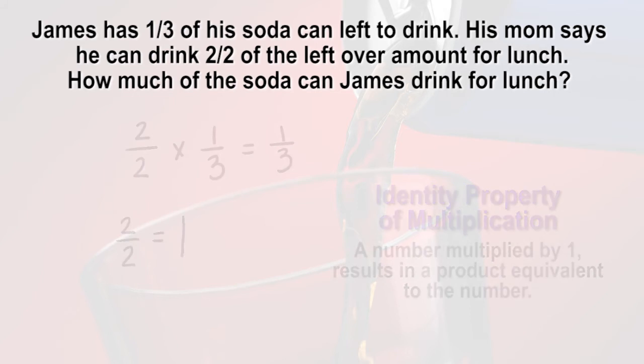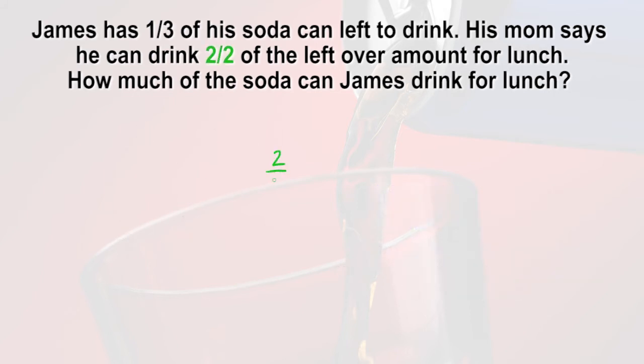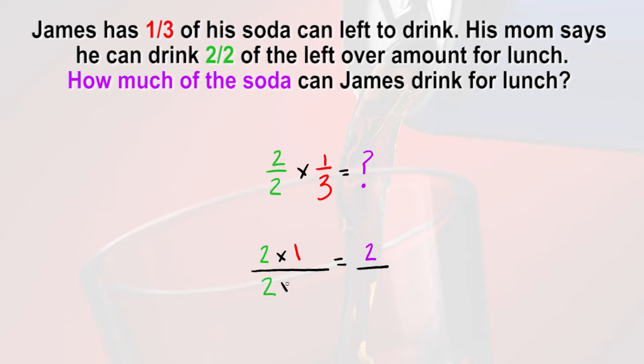Let's solve this problem numerically. 2/2 of, or multiplied by, 1/3 equals what? Start by multiplying across the numerators. 2 times 1 equals 2. Then the denominators. 2 times 3 equals 6. James can drink 2/6 of his soda can for lunch.